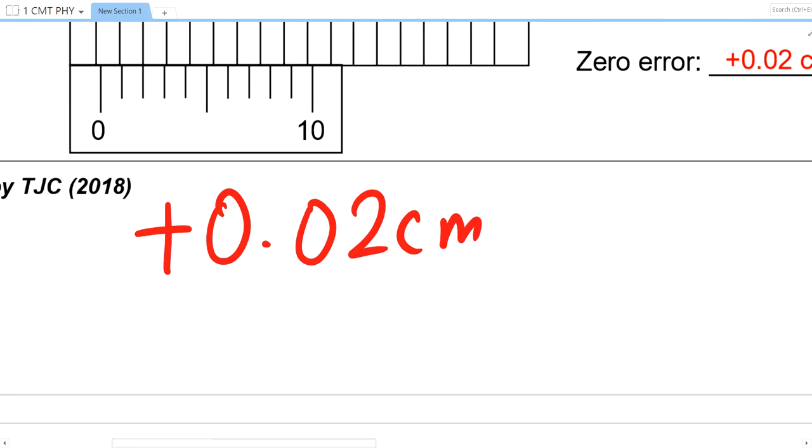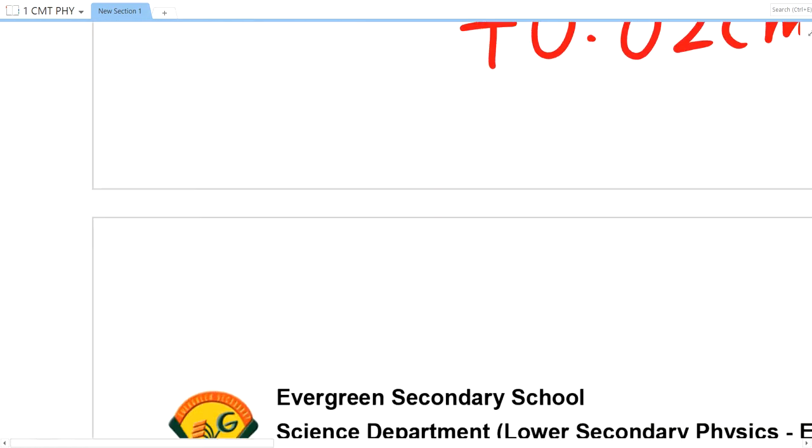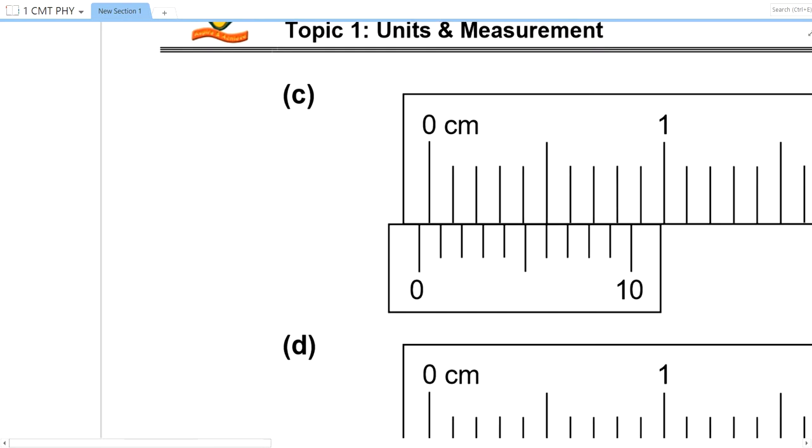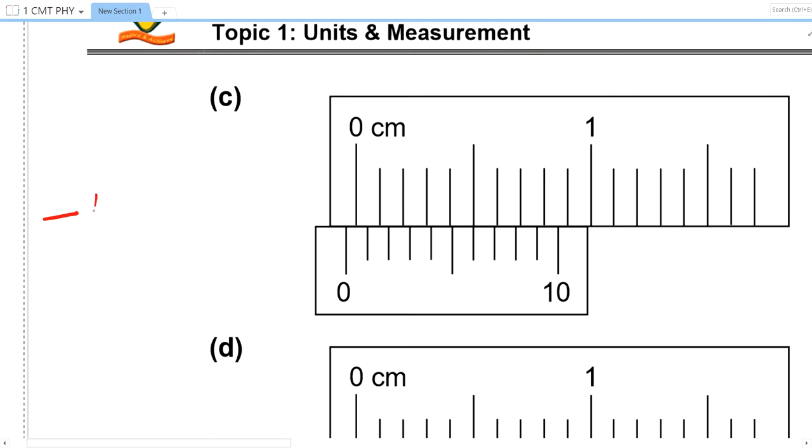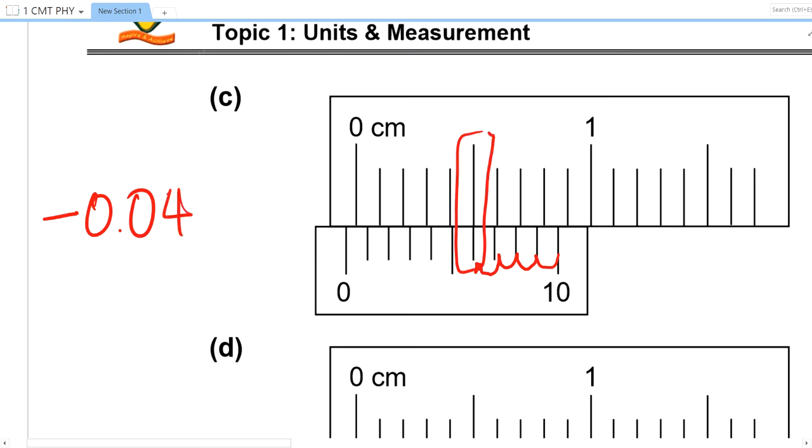Okay, do your corrections, if any. Next question. Okay, positive or negative zero error? Negative, because the vernier scale is slightly to the left. So I write down, this is negative. How much negative? 0.0? How do you know 4? We start counting from the back. Yeah, we count from right. 1, 2, 3, and 4. Look at where they coincide. Okay, negative 0.04 cm.